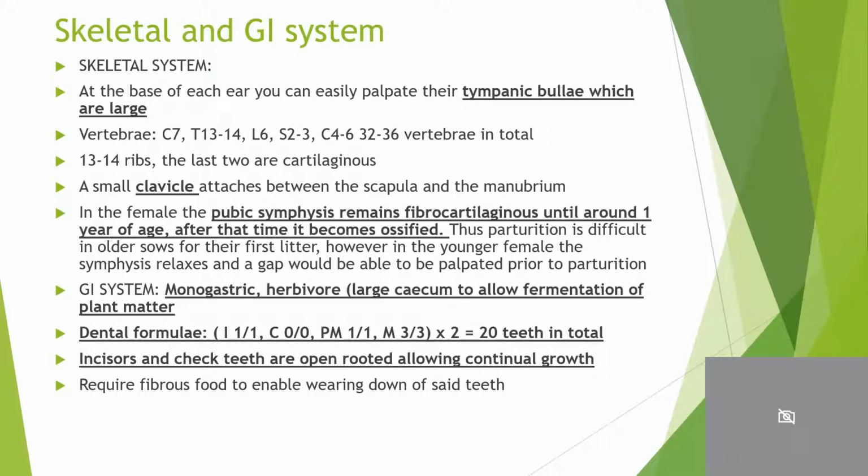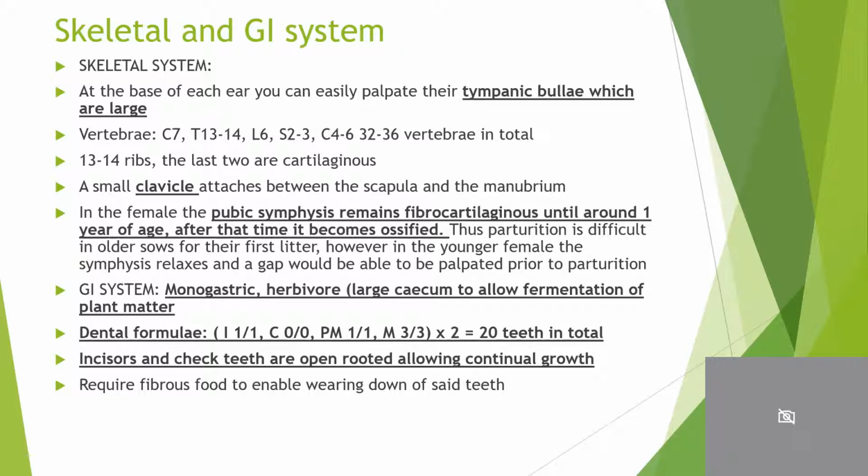Skeletal and GI system. We'll start with the skeletal. At the base of each ear you can easily palpate their tympanic bullae. The vertebrae are 7 cervical, 13 to 14 thoracic, 6 lumbar, 2 to 3 sacral, and there are also 4 to 6 coccygeal. They have 30 to 36 vertebrae in total. They have 13 to 14 ribs, the last 2 are cartilaginous. They have a small clavicle which attaches between the scapula and the manubrium.